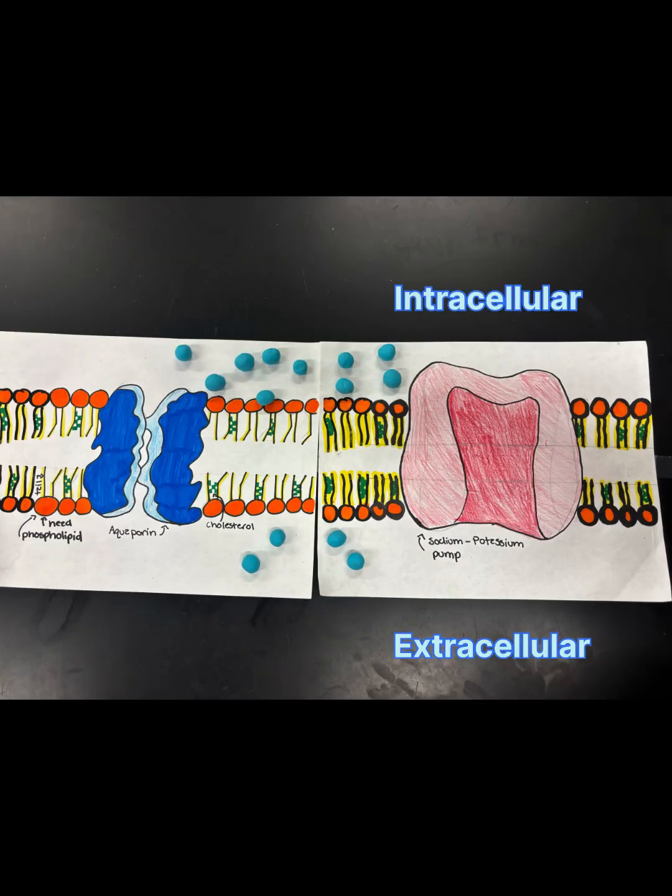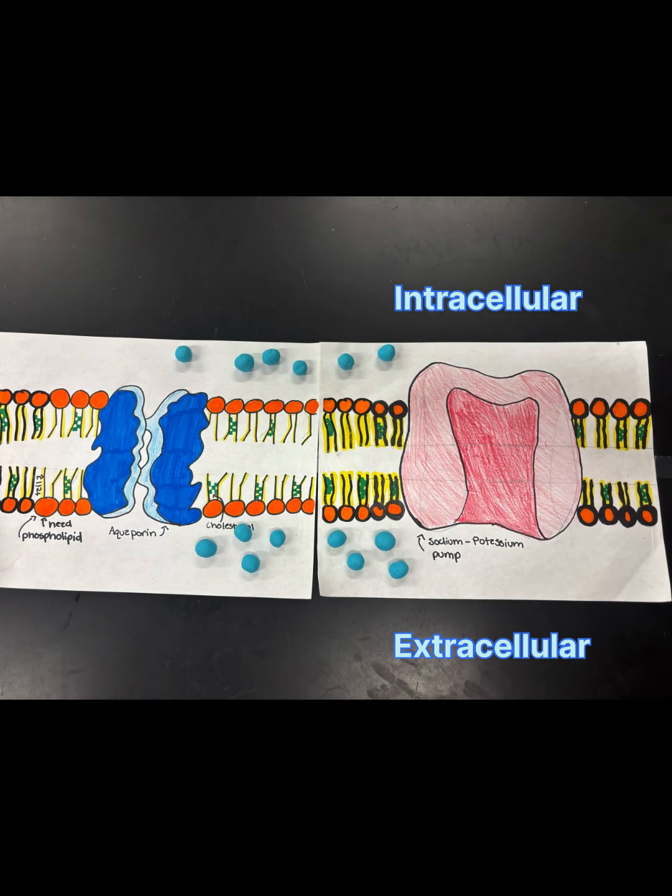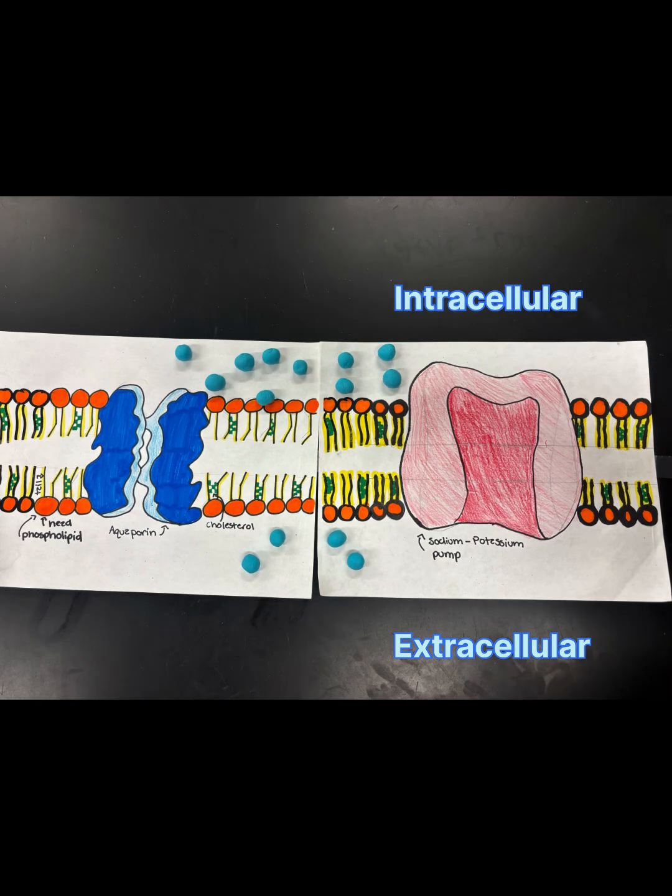Right now, simple diffusion is occurring in the cell. Simple diffusion is when a molecule simply diffuses through the plasma membrane without the aid of a protein. In this case, the molecule being transported is oxygen. Oxygen is a nonpolar molecule, so it easily moves through the plasma membrane until equilibrium is achieved.